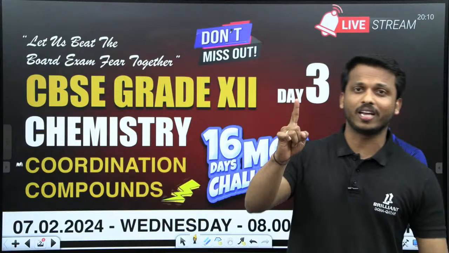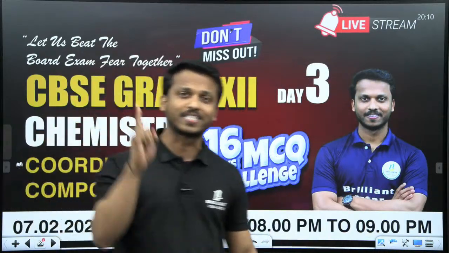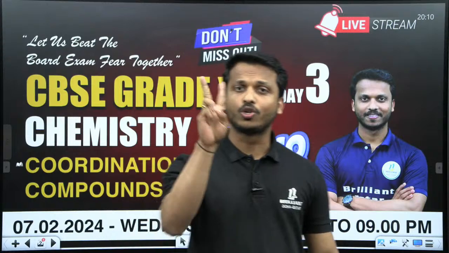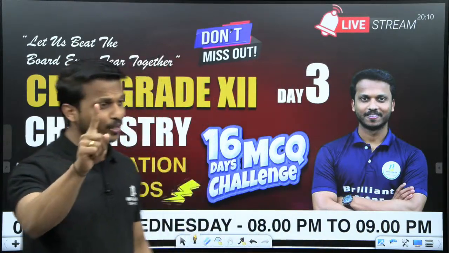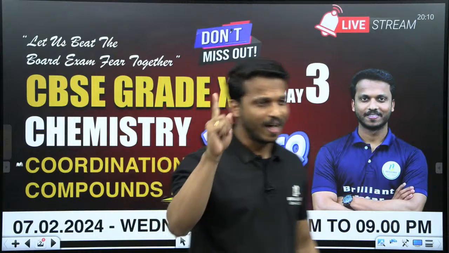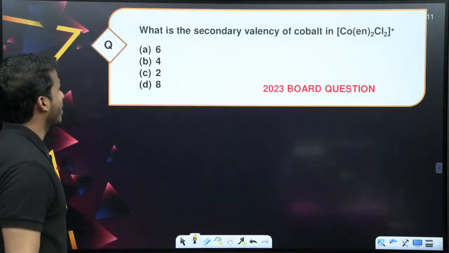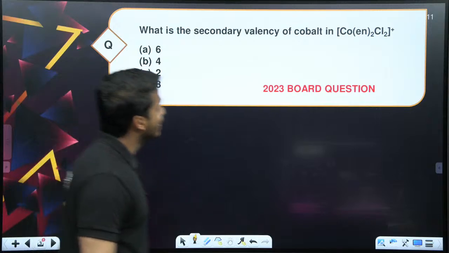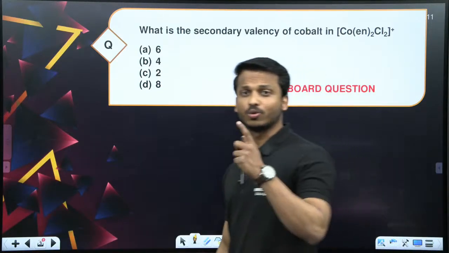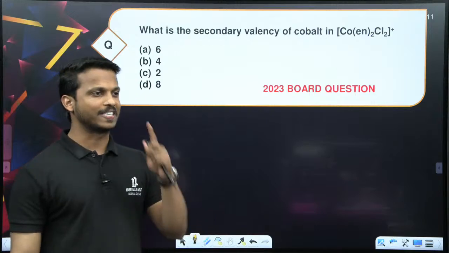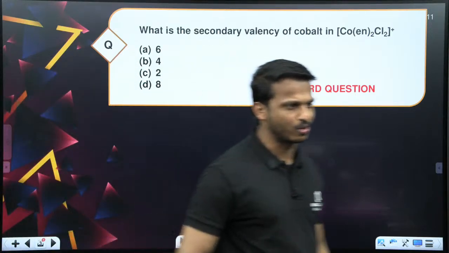The first question is from 2023, the previous board exam, an MCQ from the coordination compounds chapter. I will show you the question. Try to give me the answer in the chat box. What is the secondary valency of cobalt in this complex? This is the 2023 board exam MCQ. So can you say what the answer is?